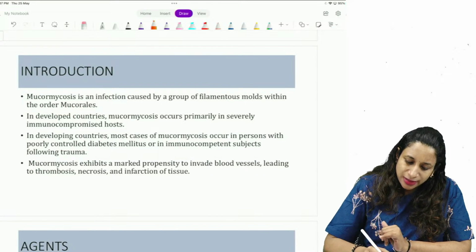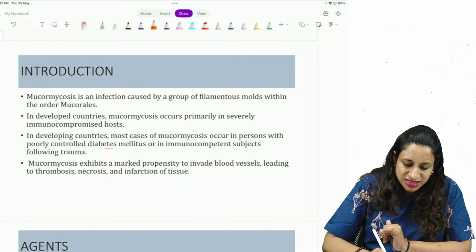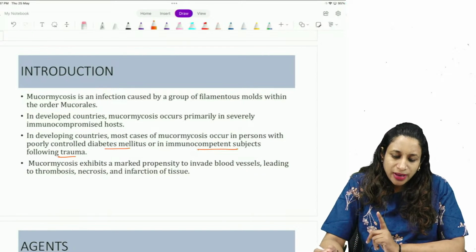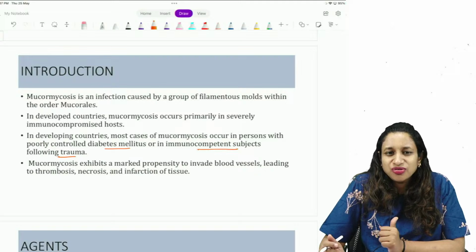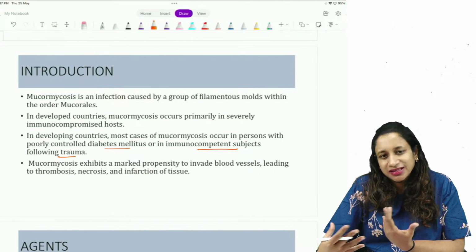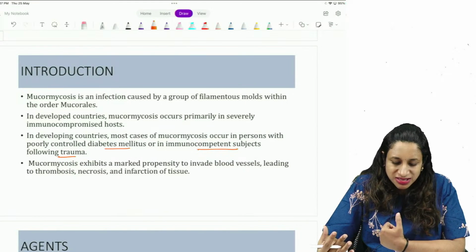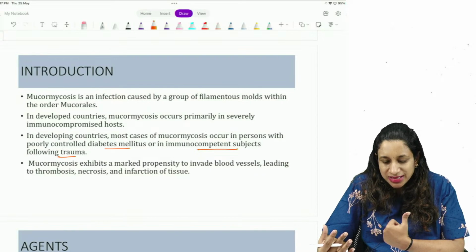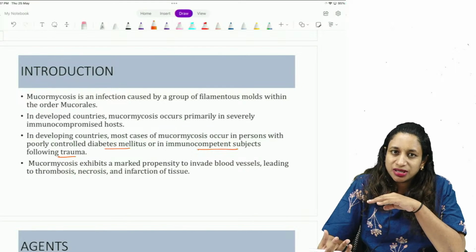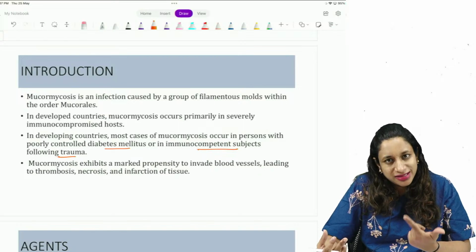So, uncontrolled diabetes and also immunocompetent people following trauma, both of these have to be remembered when it comes to developing countries. Now, mucormycosis, one of the main reasons why it is so dreaded and why we are very scared when we see it in a slide, is that it is found to invade blood vessels. It can lead to thrombosis, necrosis and infarction of tissue, all of which happens very, very rapidly. So, if you do not diagnose it very quickly, there is always a chance that the mortality rises with each day.